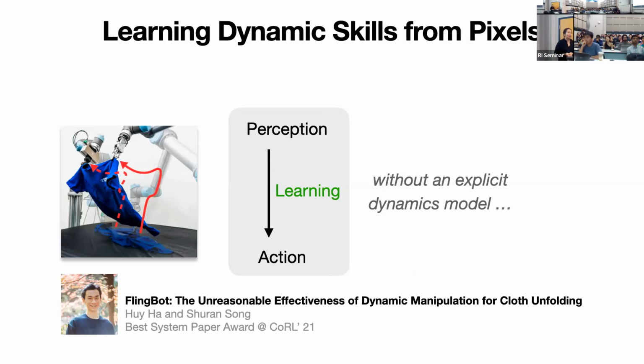So first, I will start with a project called FlingBot. In this project, we're gonna look at how we can enable the robot to directly learn the dynamic actions from the raw sensory input, like pixels, without an explicit dynamics model. Right? So here we're going to deal with objects that have very complex dynamics, like deformable objects. And I think most importantly, we also want to use this particular example to see what is possible under this formulation, and also what the limitations of this formulation are.